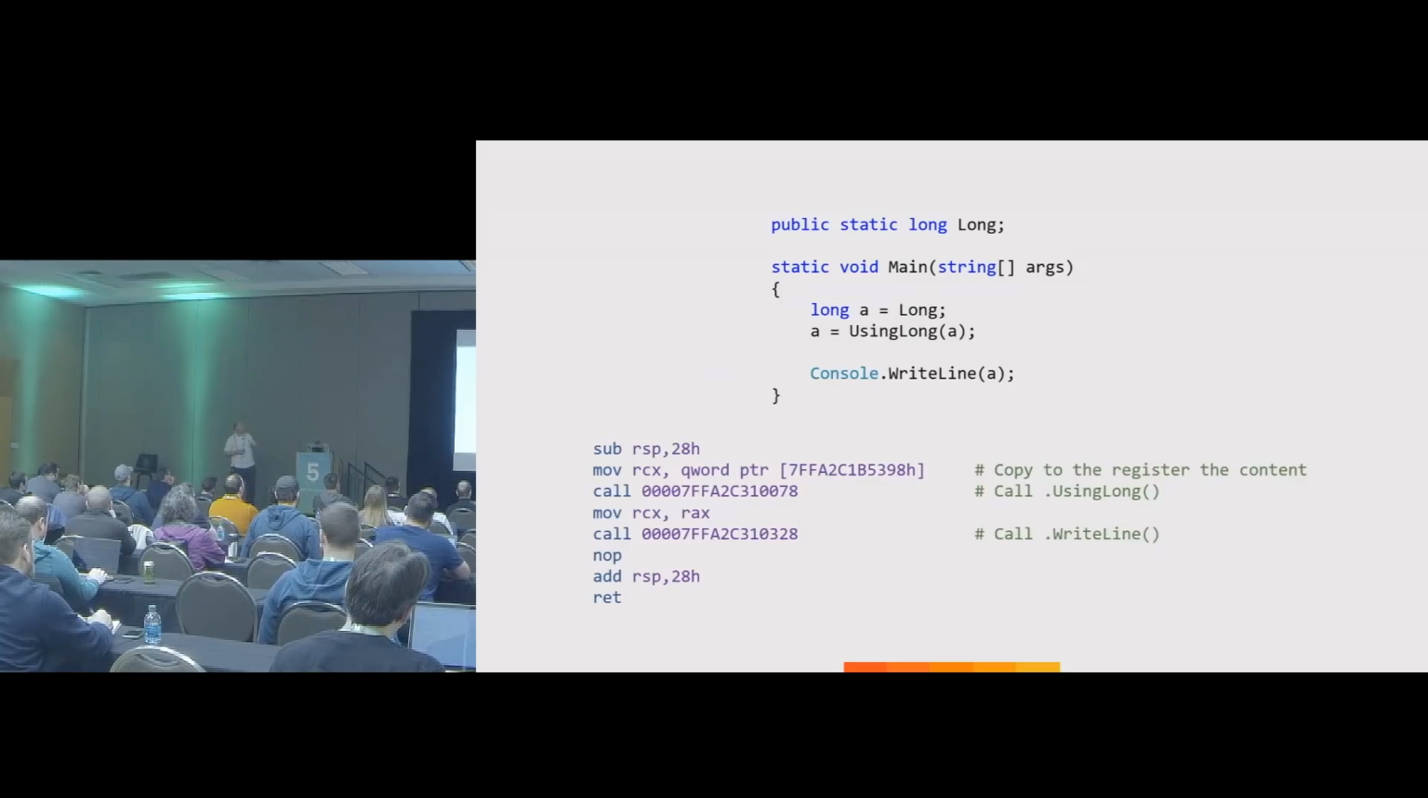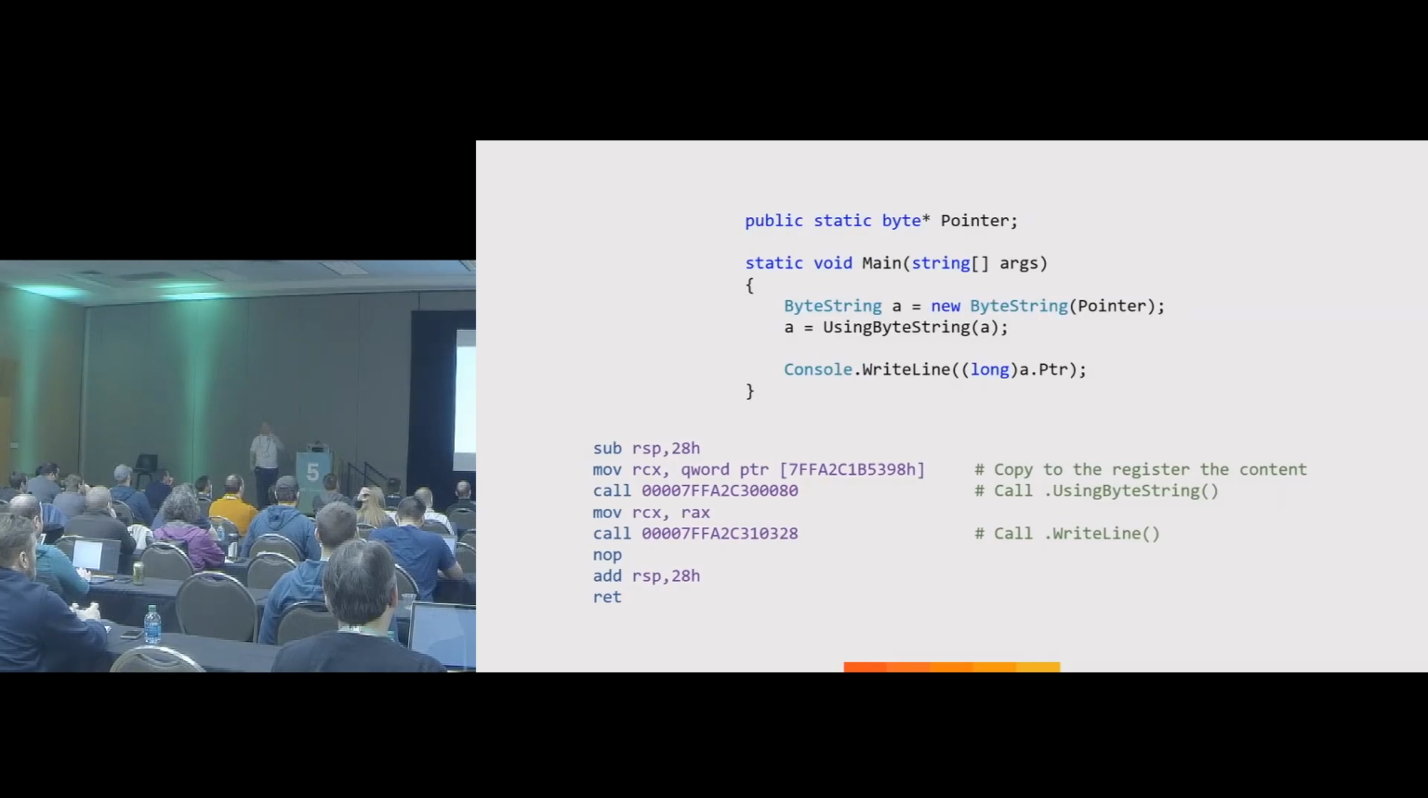and we execute this. Let's start with the long. This is how a long call looks like. So essentially, you move the stack, you move the location to the RCX, you call the using long, you move the results back to the RCX, you execute write line, you now work again with the stack, and then you return. This is your method call.